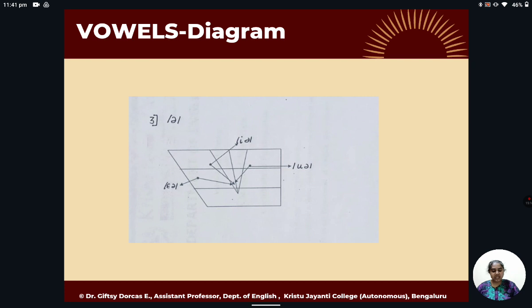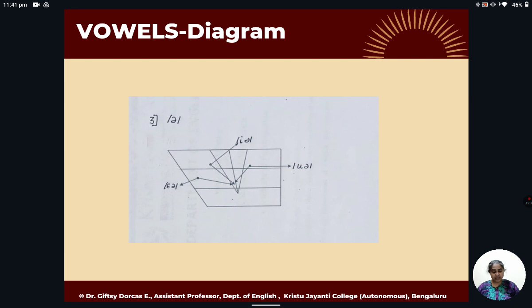And ua is described as a glide from a centralized back unrounded vowel just above half closed to a central unrounded vowel between half closed and half open position. And it occurs in the words during and cure in the medial and the final position. It does not occur in the initial position.